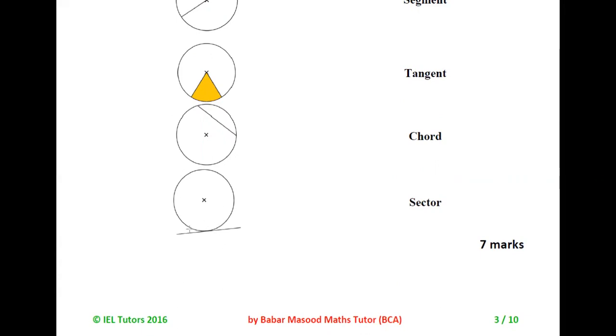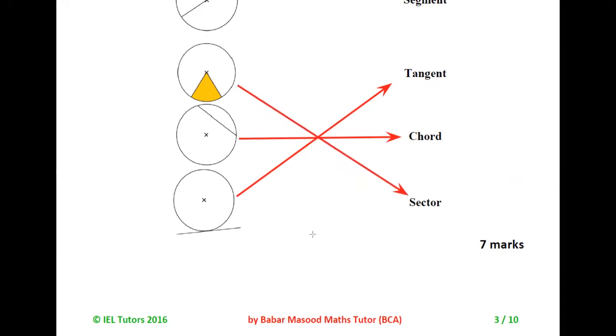So we should know that a line touching the circle just at a single point will be tangent. This is the tangent. And a line that goes from one side to the other of circumference but not going through center is called a chord. This is a chord. The remaining one is a sector. What is a sector? It's basically an area that is trapped between 2 radii and an arc.